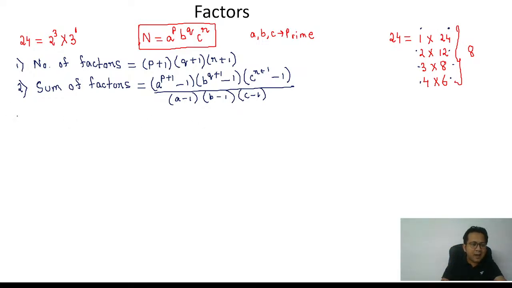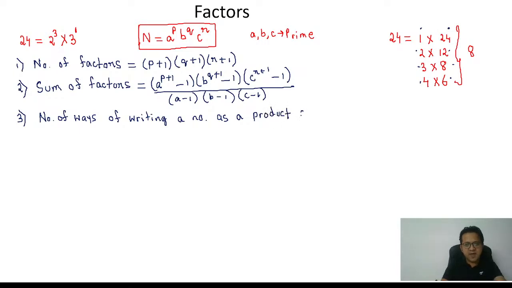Next, number of ways of writing a number. Third formula: number of ways of writing a number as a product of two factors. As an example, look at 24. In how many ways can you write 24? Look at the right hand side of your screen.